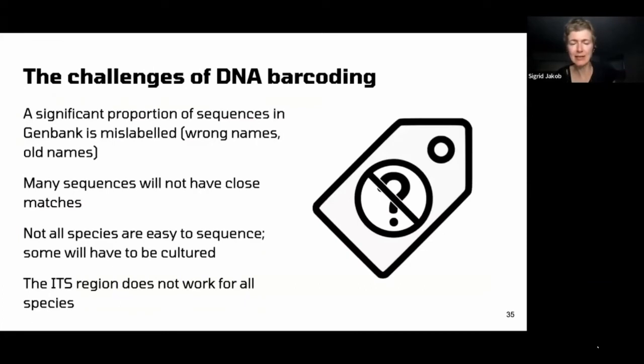Okay, so I said it's not all rainbows and butterflies. There's definitely issues with DNA barcoding, quite a few of them. A significant proportion of sequences in Genbank is mislabeled.